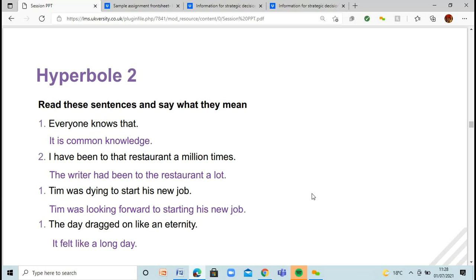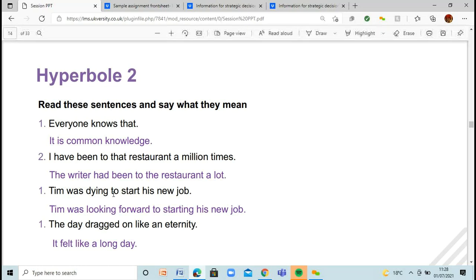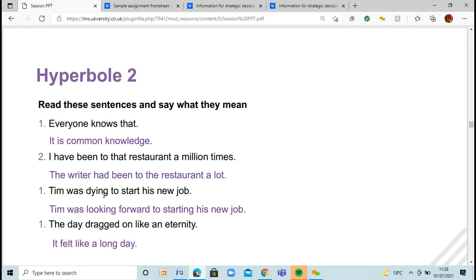Tim was dying to start his new job. So in this section, he's not physically dying. He's just showing that he's excited and he's looking forward to starting his new job. So he's got that dying over there to show his excitement towards going to a new adventure. And the day dragged on like an eternity. So it just felt like a really long day.